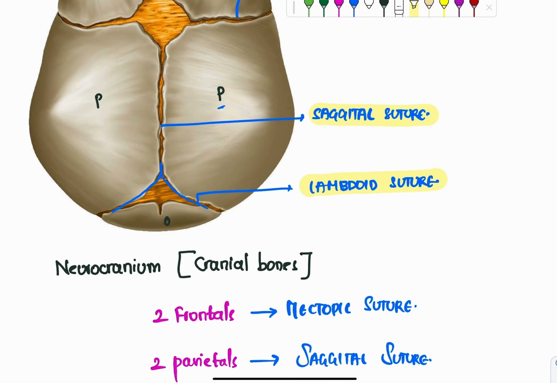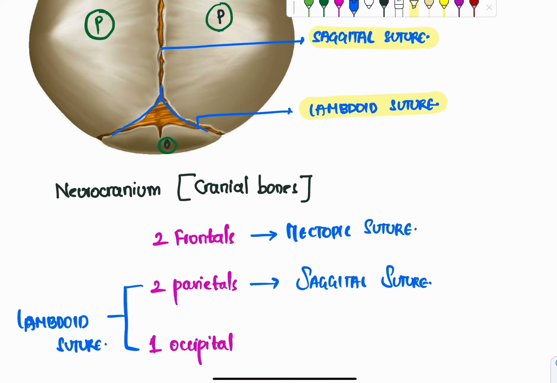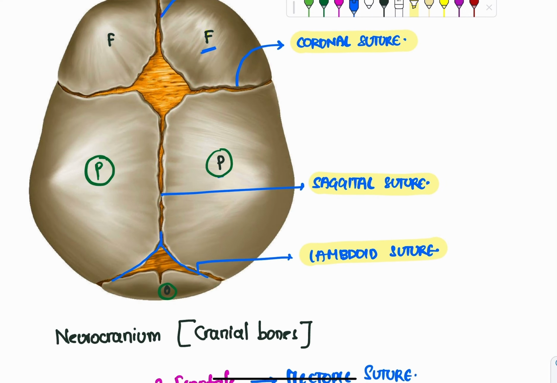Okay. In the same way, look at the picture here, the two parietal bones, right? You can very clearly see that this is a parietal. The two parietal bones and one occipital bone together like this, they formed a suture here. This suture is called as lambdoid suture. So two parietal and one occipital together formed lambdoid suture, right?